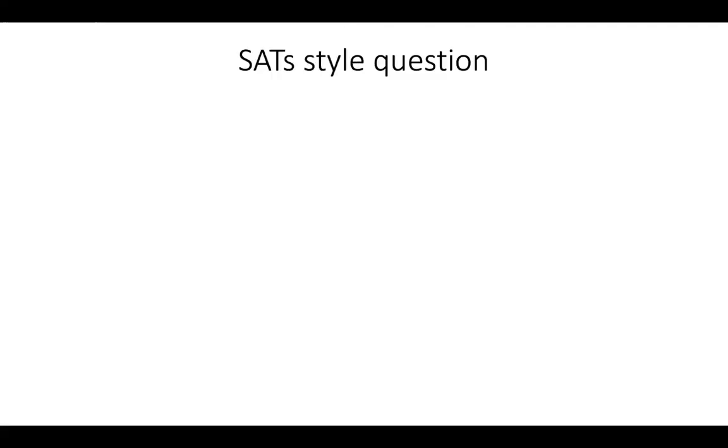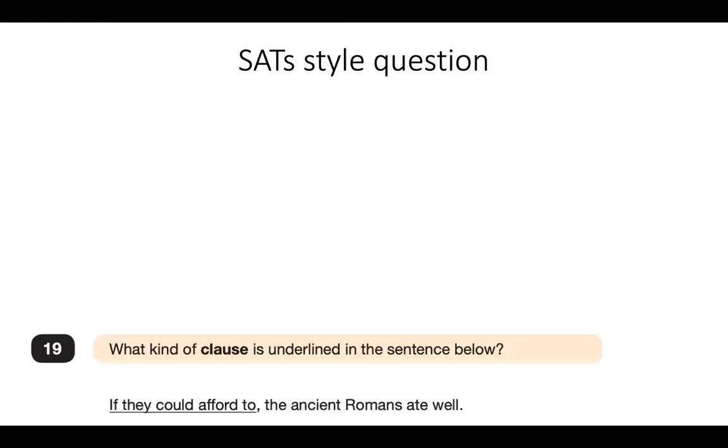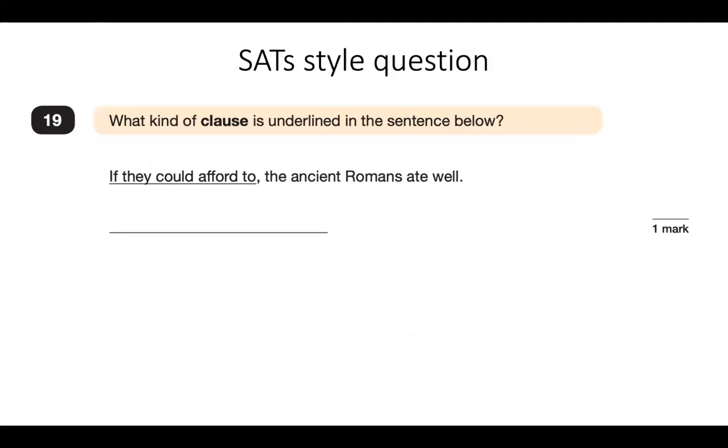And to conclude today's video, we are going to look at a SAT style question. Question 19. What kind of clause is underlined in the sentence below? If they could afford to, the ancient Romans ate well. Think about it, pause the video and have a go.